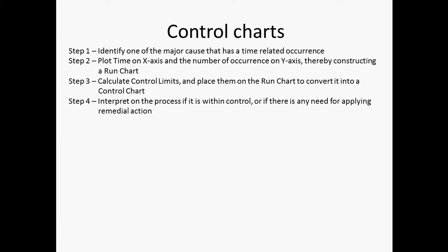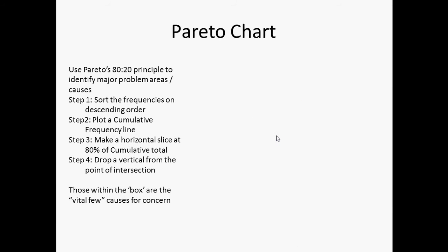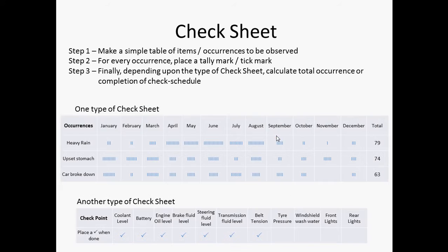Next comes the control chart, where one of the major causes has a time related occurrence. Now what is this time related occurrence? I go back to the, yes, here, January, February, March, April, May. This is my timeline. Occurrences of heavy rain, 3, 2, 5, and so on. So there is a time related occurrence. So I can use heavy rain to plot that, upset stomach to plot that.